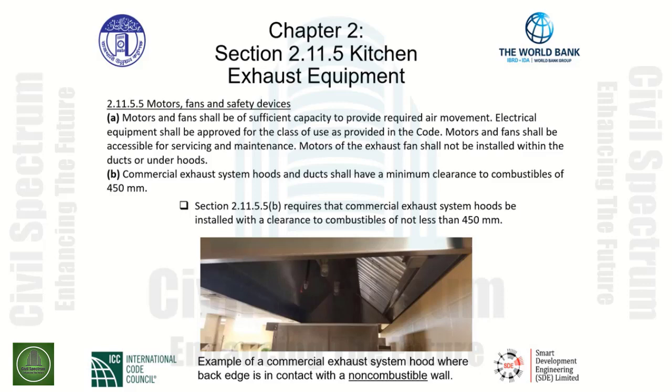Item B, commercial exhaust system hoods and ducts shall have a minimum clearance to combustibles of 450 millimeters. An example of a commercial exhaust system hood where the back edge is in contact with a non-combustible wall. This particular hood installation would not have to meet any clearance requirements as indicated above due to the fact that it is a non-combustible wall. As you can see here, it's a concrete masonry unit wall which is considered non-combustible.